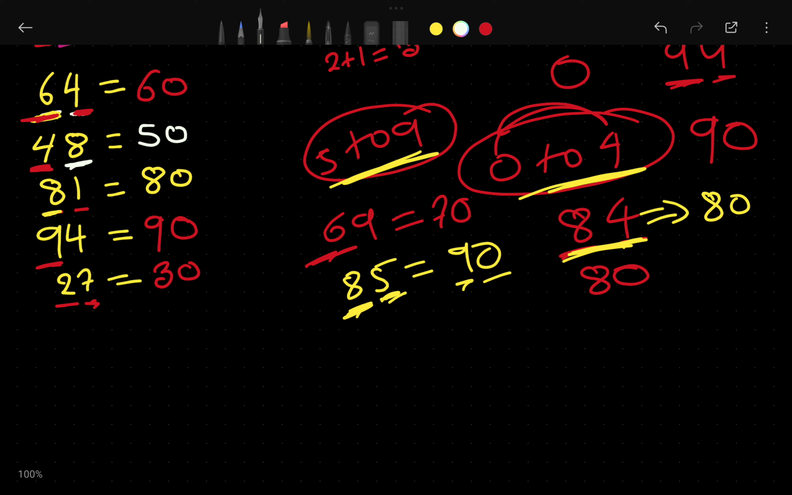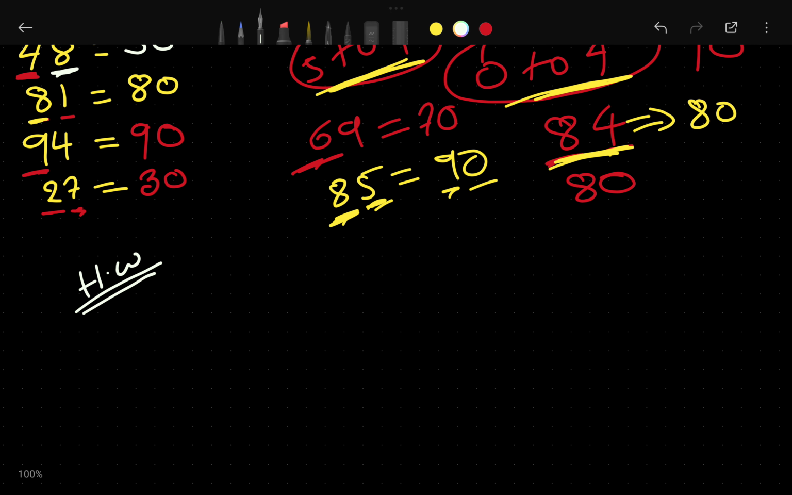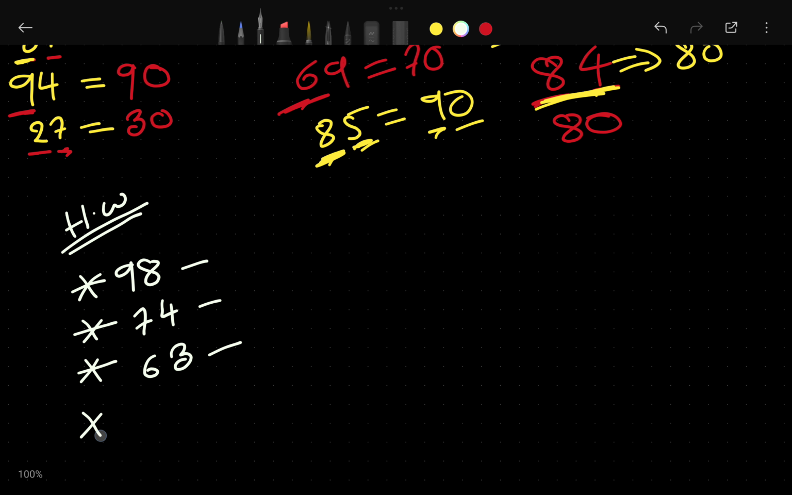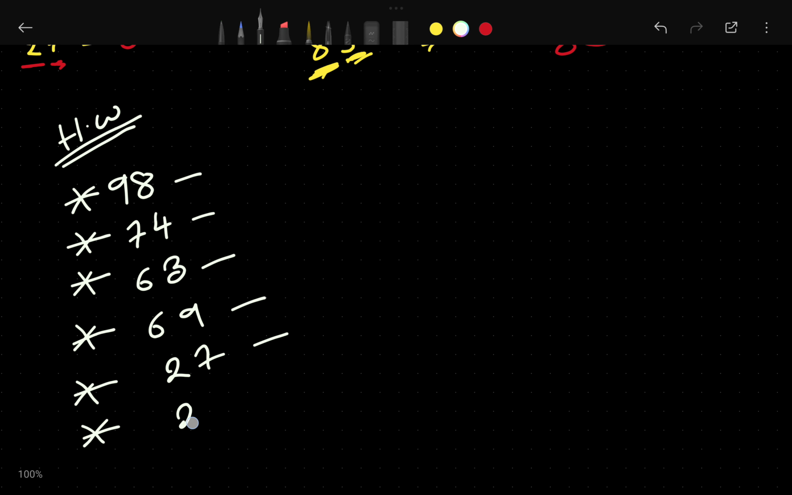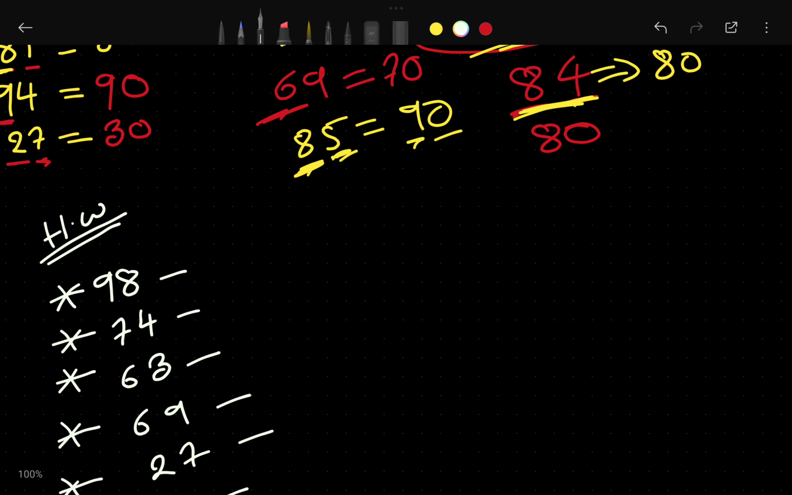Then I will give you some homework questions, and you have to give the answers: 98, the second question is 74, another question is 63, another is 69, another is 27, and the next question is 12. Okay, you have to give the answers of these questions. I hope, dear, you will understand these questions, and you will definitely solve them. I hope it is clear.